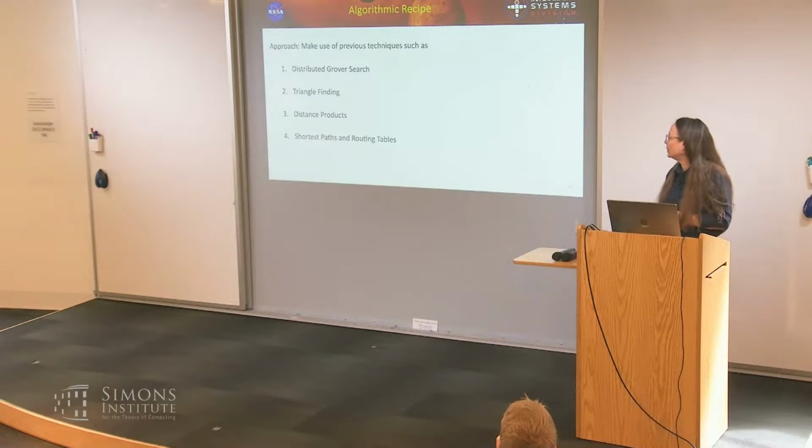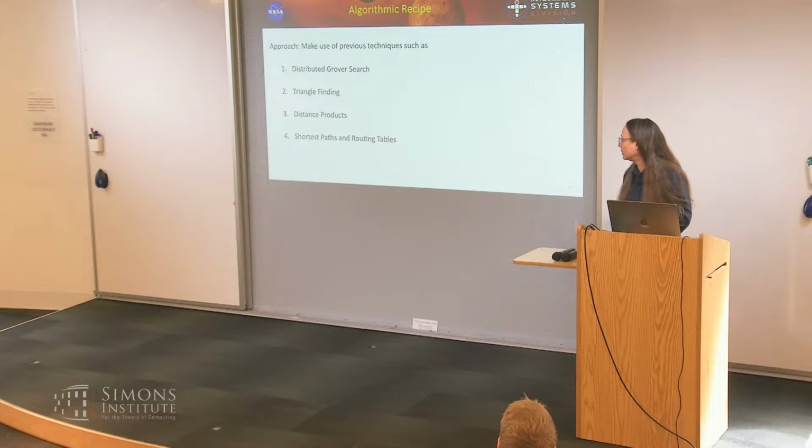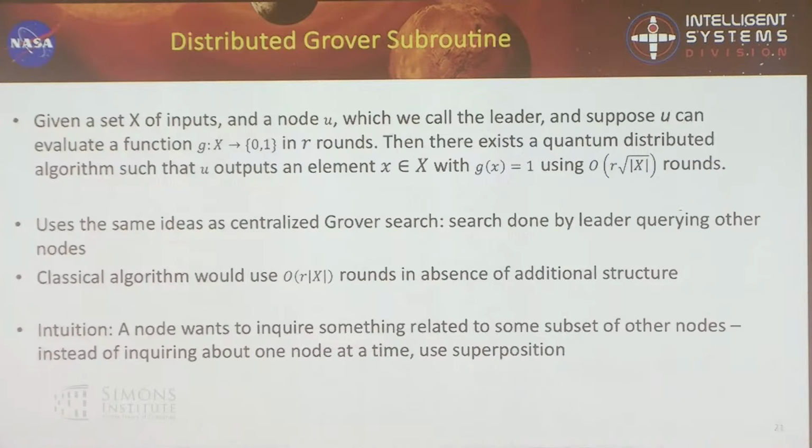So we're going to make use of previous techniques such as distributed Grover search, triangle finding, distance products, and shortest paths and routing tables. The distributed Grover subroutine is: say you're given a set X of inputs and a node U, which we'll call the leader, and suppose that U can evaluate a certain function G in R rounds. Then there exists a quantum distributed algorithm such that you can output a marked element x in R times root X rounds.